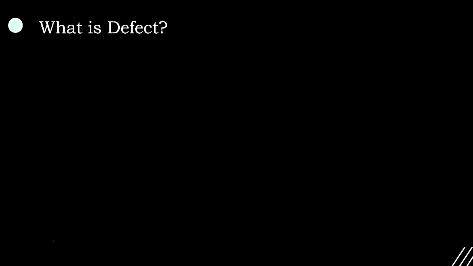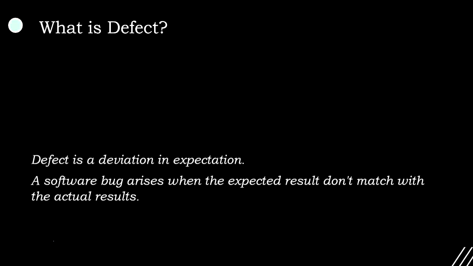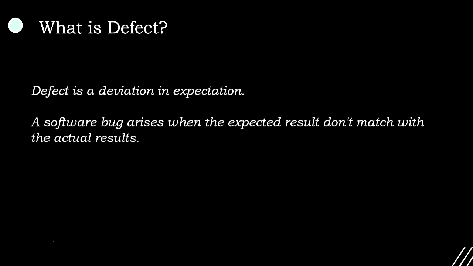So let's begin. First, let's try to understand what is defect. So, defect is also known as bug. Okay, so defect is a deviation in expectation. A software bug arises when the expected result doesn't match with the actual results, which means that you are given a software as well as a requirement.